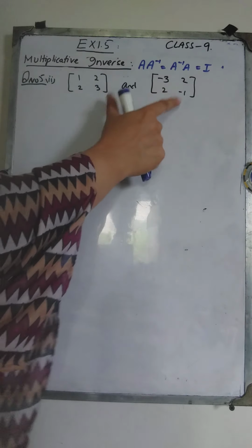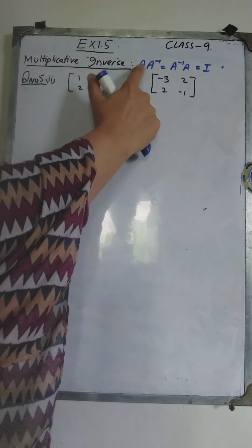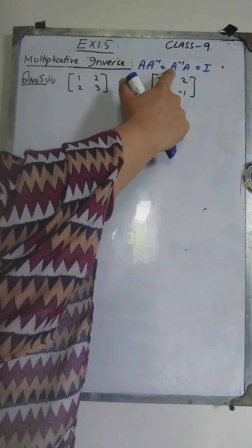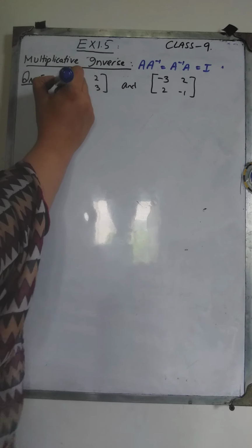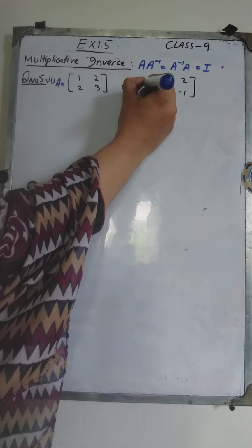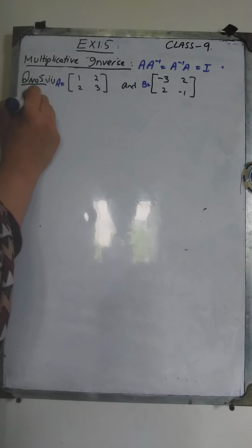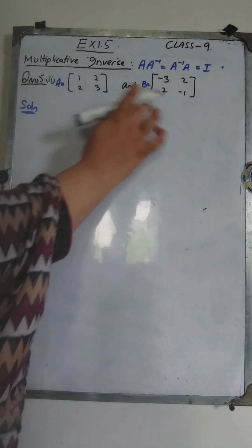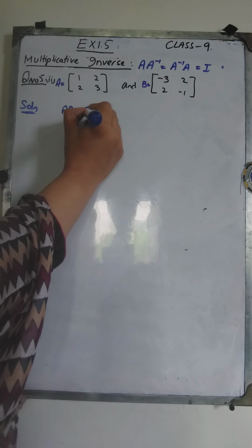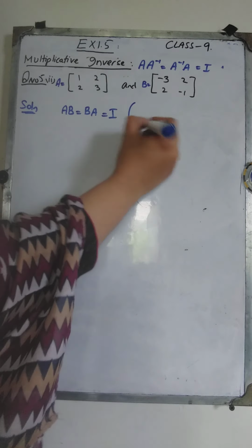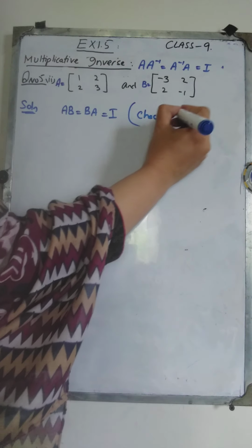Now we have to check whether these are multiplicative inverses or not. In order to check whether these are multiplicative inverses or not, their product must be equal to the identity matrix. Okay, A into A inverse should be equal to A inverse into A, that is equal to the identity matrix. Okay, let me take the first as A and let us name this as B. So in order to check whether these are multiplicative inverses or not, we have to check that A into B is equal to B into A is equal to the identity matrix or not. You have to check that.